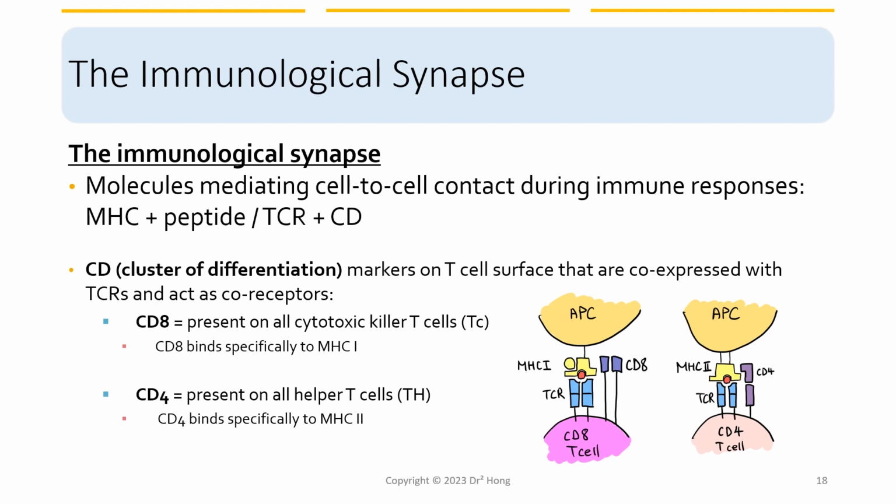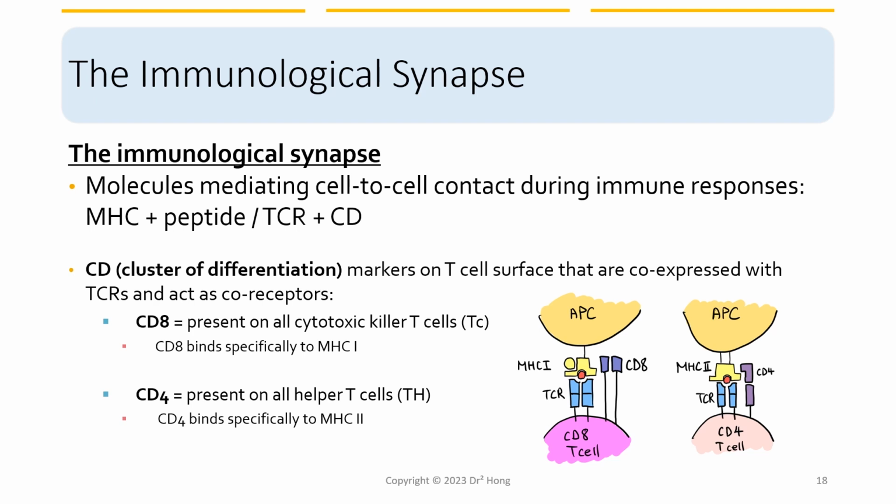Now look at the picture here. It is quite a complicated setup. We have an MHC class 1 molecule bound to a peptide antigen, interacting with T cell receptors on a type of T cell we call CD8, and we have an MHC class 2 molecule bound to a peptide antigen, interacting with T cell receptors on a different subclass of T cells, we call CD4 T cells.